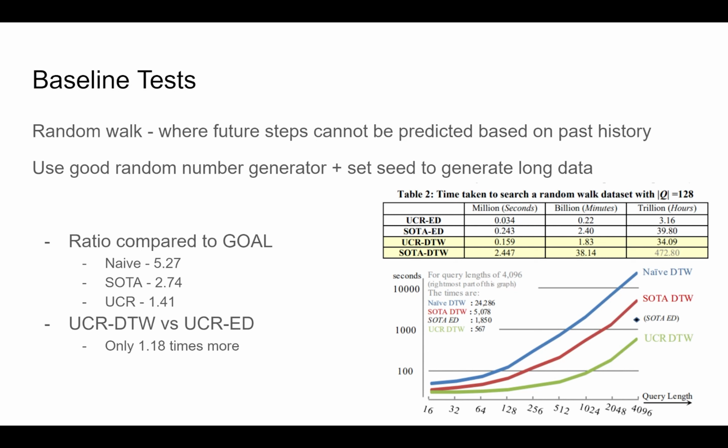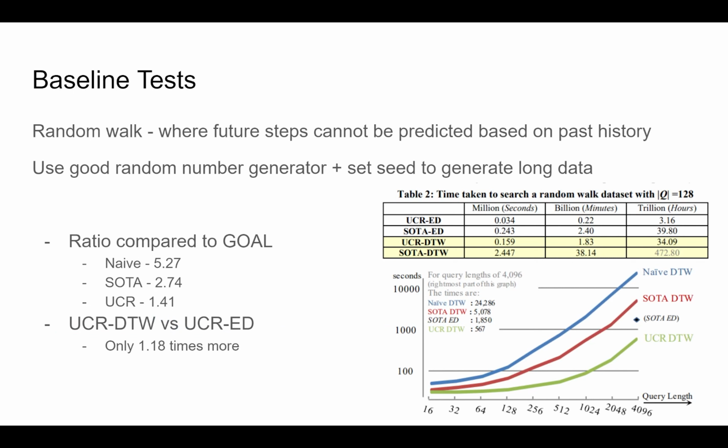As you can see in Table 2, the UCR suite outperforms the state-of-the-art in both dynamic time warping and Euclidean distance by saving on runtime and being more efficient. This can also be seen with a longer query length greater than 128. As you increase it, UCR is still much faster compared to the naive and state-of-the-art implementations.